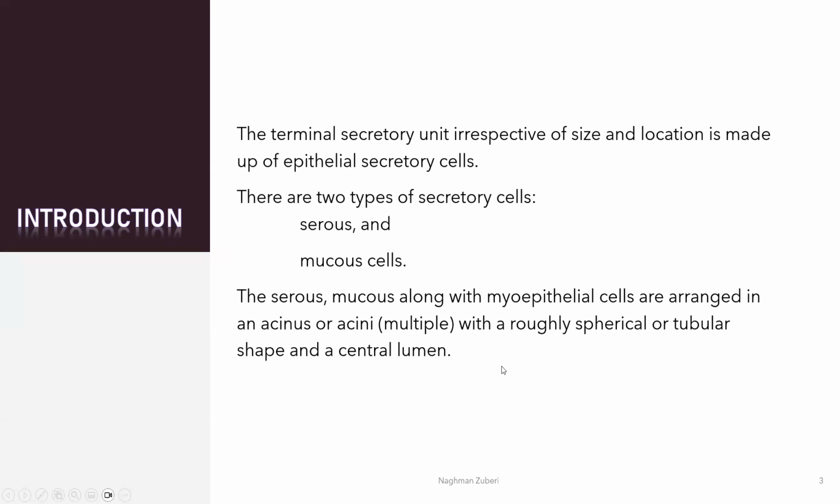The terminal secretory unit, irrespective of size and location, is made up of epithelial secretory cells. There are two types of secretory cells, serous and mucous cells. Serous and mucous cells, along with the myoepithelial cells, are arranged in an acinus, or multiple, which we call acini, with a roughly spherical or tubular shape and a central lumen.